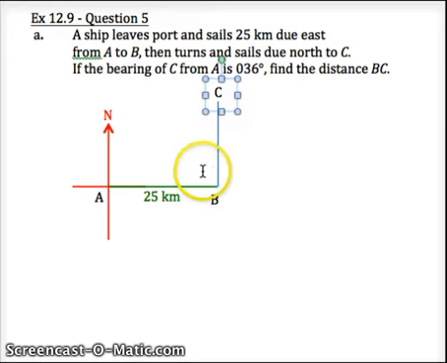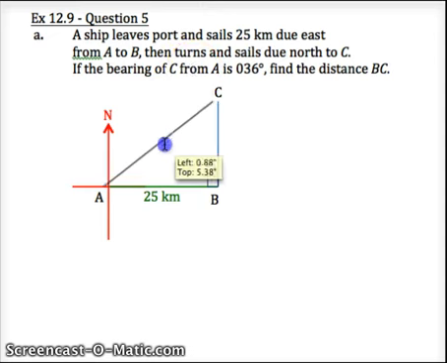I'll just put a little right angle in here to show that, because if that's east and that's north, this angle in here is 90 degrees. So I'm just bringing in that right angle here now. Then we're told the bearing of C from A. So what I'll do, I'll put a line between C and A.